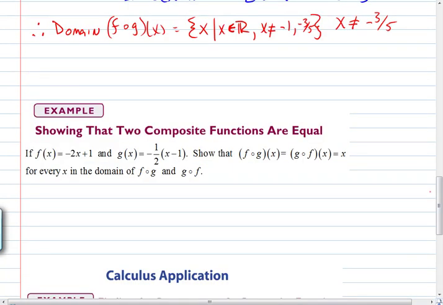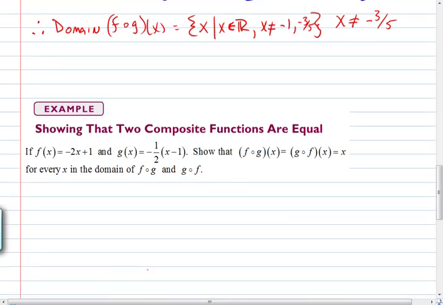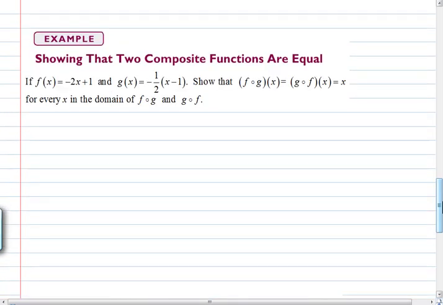Next, showing that two composite functions are equal to each other. This does not happen often, but occasionally it does.